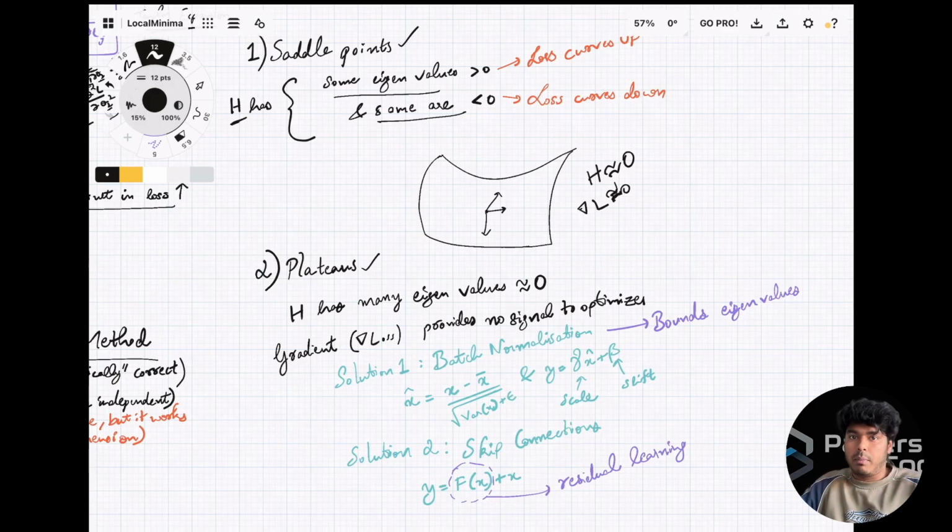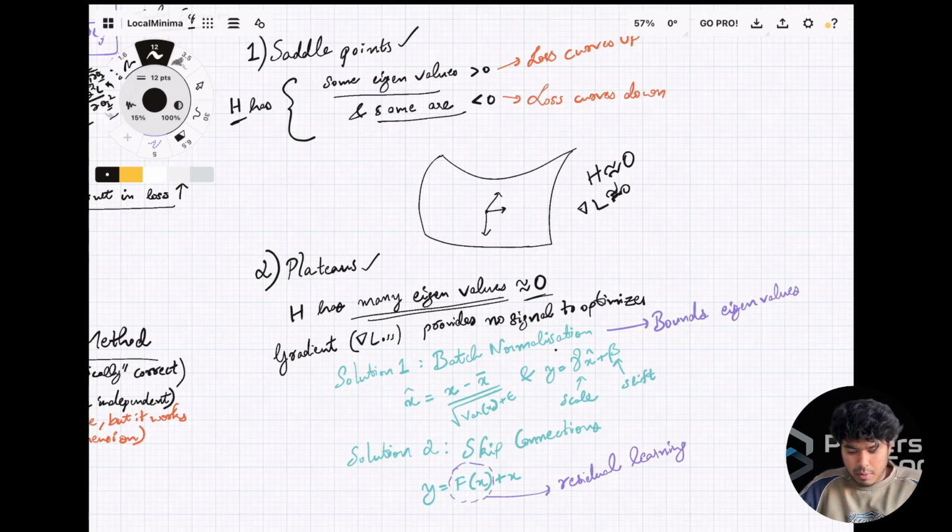So let's also look at what a plateau is. Let's say the Hessian has many eigenvalues which are very close to zero. The gradient cannot provide any information to the optimizer. The optimizer is basically lost. It doesn't even know where it is anymore, because there is not really a lot of information that this Hessian matrix is carrying, right? It's a very low rank matrix. And this causes your optimizer to feel lost and not know what to do. And there are two major solutions which people generally use for this.